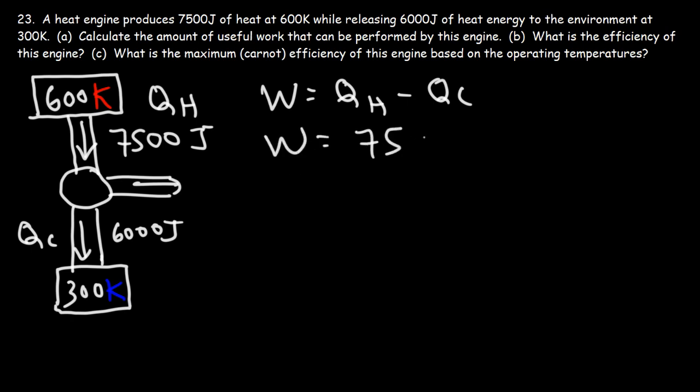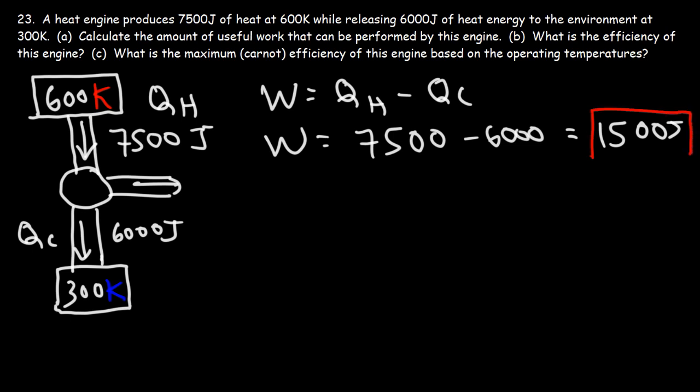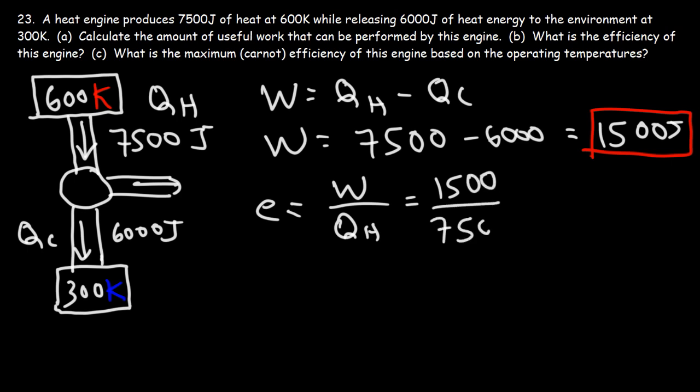So it's going to be QH minus QC, or 7,500 minus 6,000. So the amount of useful work that can be performed by this engine is 1,500 joules. Now let's calculate the efficiency. This is part B. The efficiency is basically the mechanical work divided by QH. So that's 1,500 joules divided by 7,500 joules. And so this comes out to be 0.2, which means that it's 20% efficient.